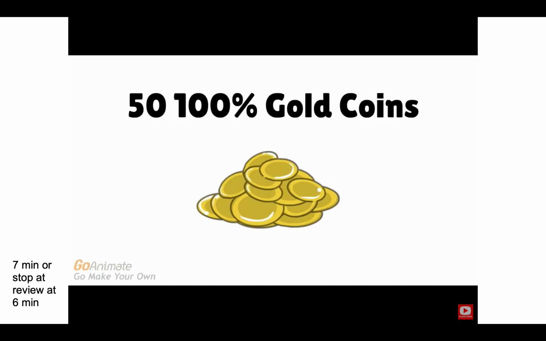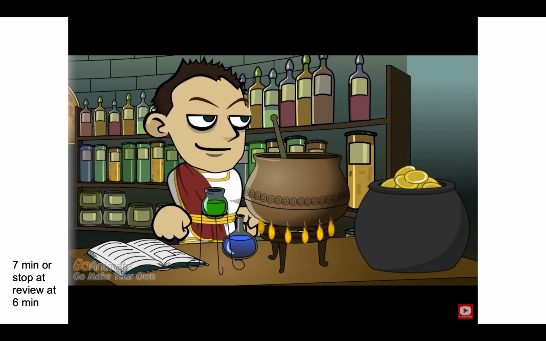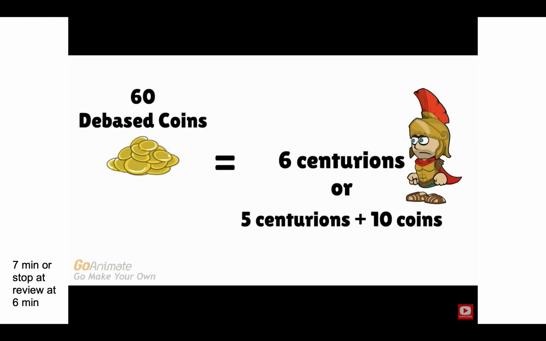Let's say the Roman government originally collected 100% pure gold coins in taxes. They could use these 50 gold coins to pay for 5 centurions for a month. But the government instead took these coins, melted them down, and mixed them with cheaper metals. They can now mint 60 debased gold coins. The Roman government is now 10 coins richer. They can now pay for 6 centurions, or, if they prefer, they can pay for 5 and keep 10 coins for themselves. Initially, everyone is happy.